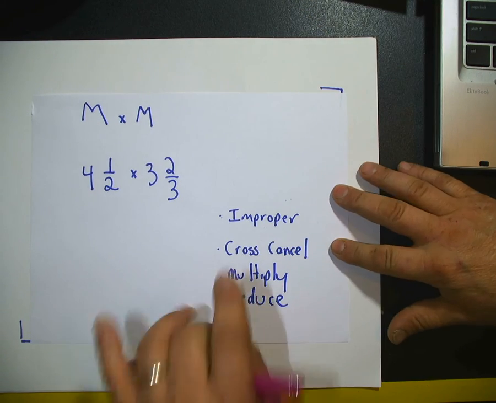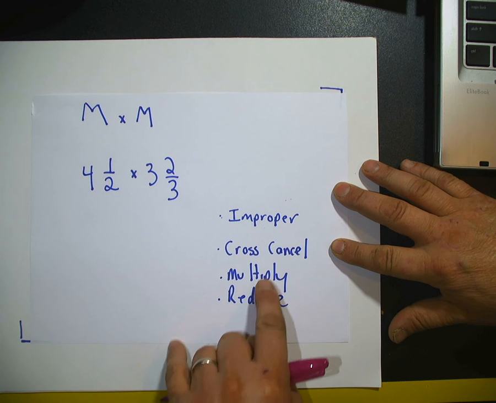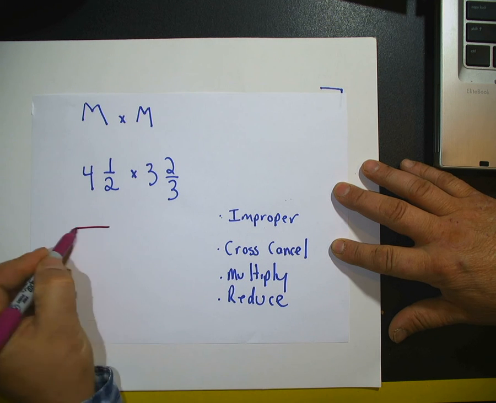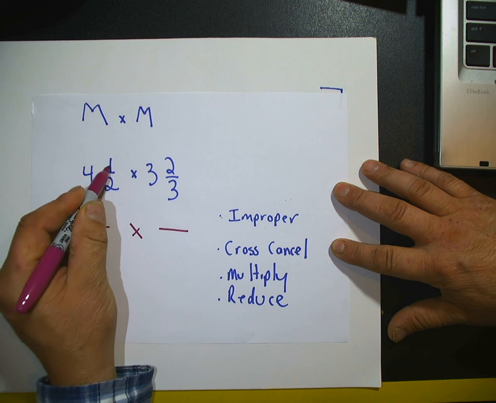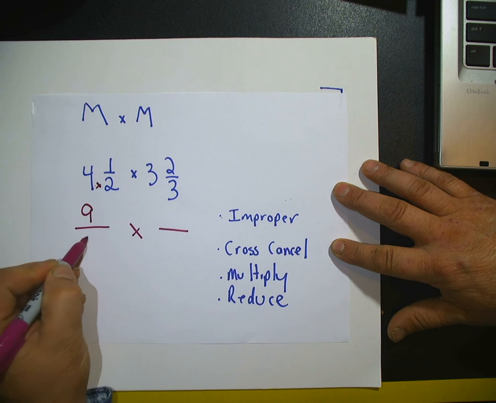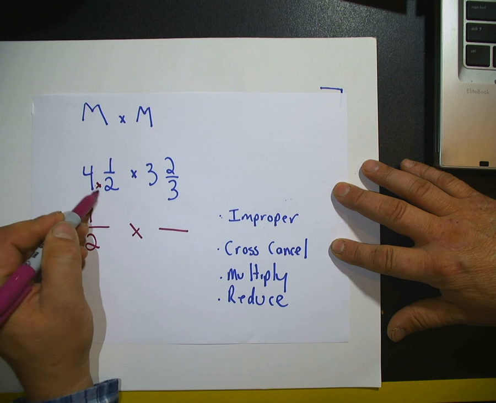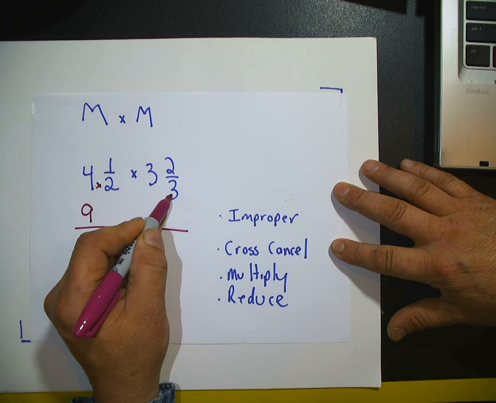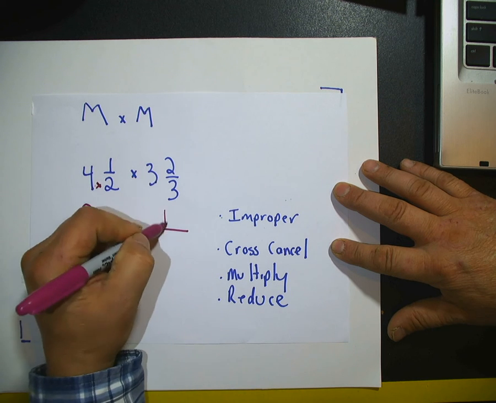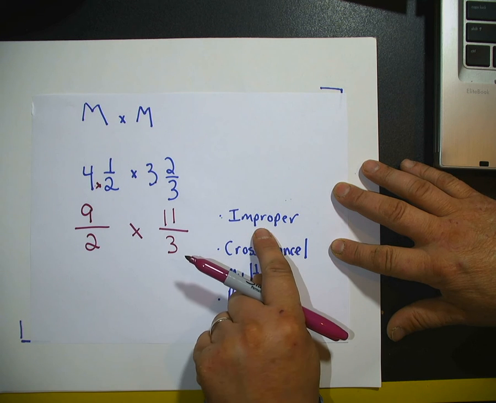Mixed number times a mixed number. We convert to improper, cross cancel, multiply, and reduce. So the first thing I do is I do 4 times 2 plus 1, 9 over 2. Whole number times denominator plus numerator gives me my new numerator of 11. I keep the 3. So that's now an improper.